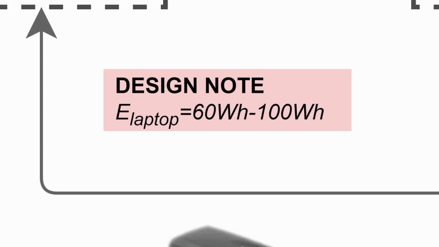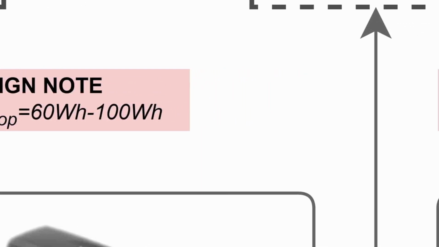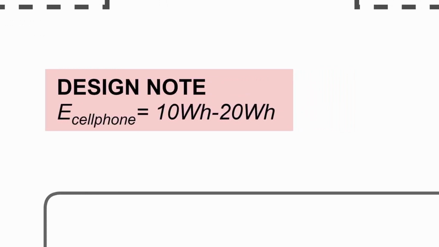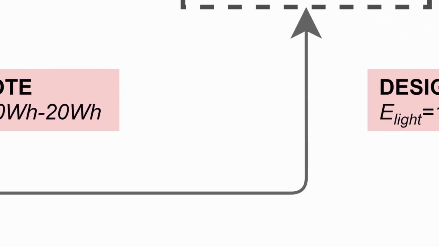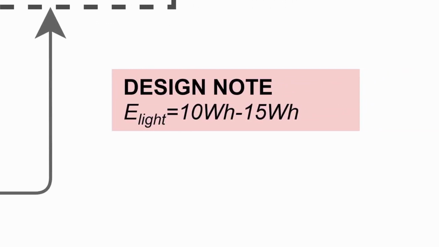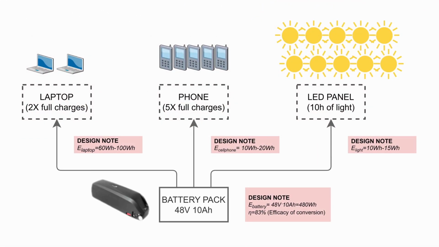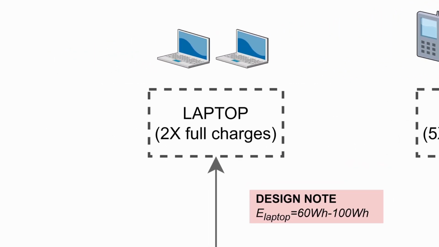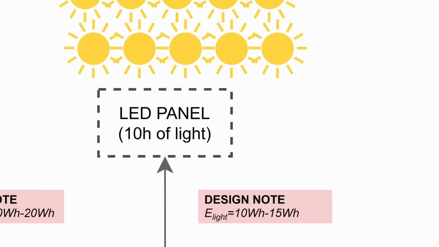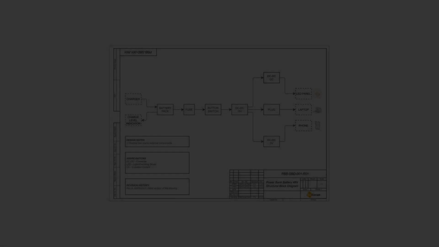The average laptop battery has 60 to 100 watt hours capacity. The average smartphone battery has 10 to 12 watt hours capacity. A sufficient LED light source is 10 to 15 watts. So, considering the power losses, you can charge your laptop twice, your smartphone 5 times, and have a good light for 6 to 10 hours. It's not bad for rolling blackouts.